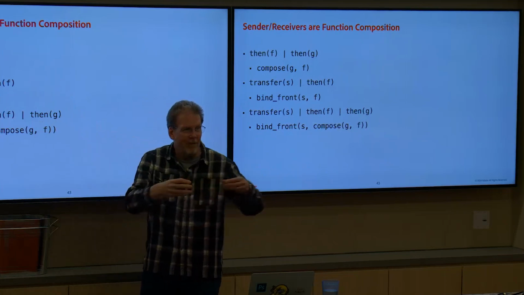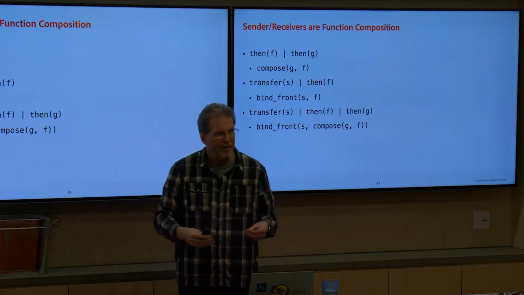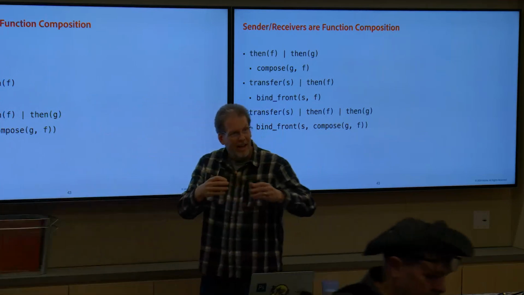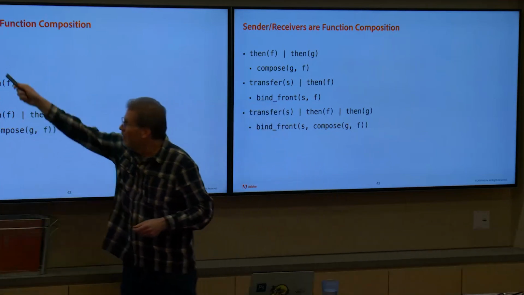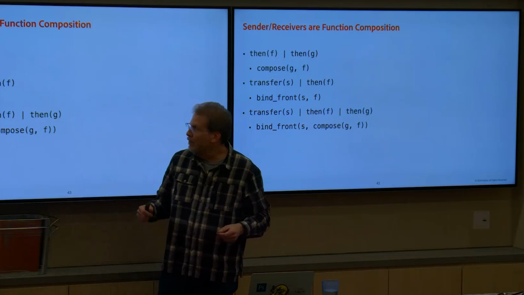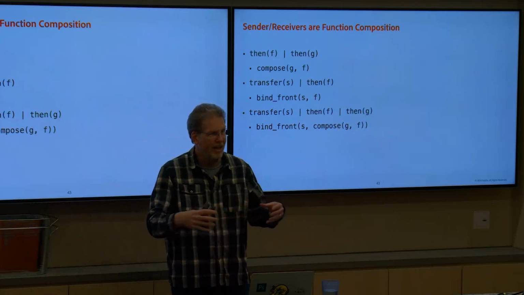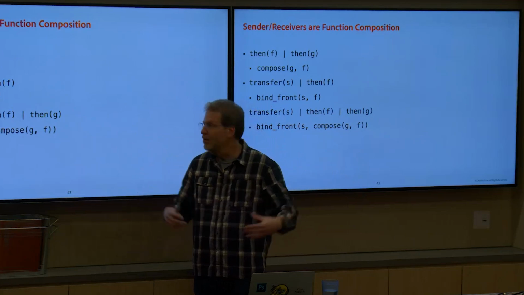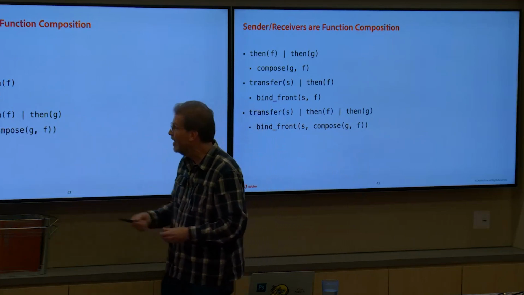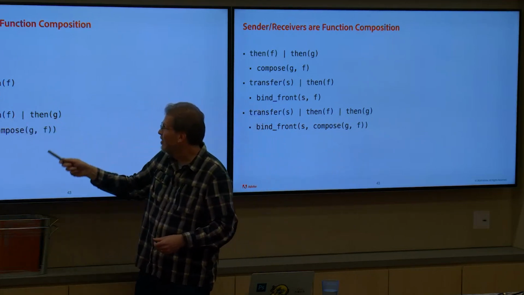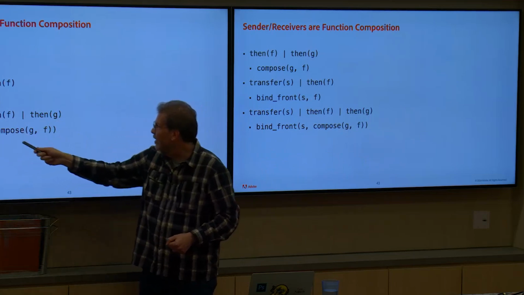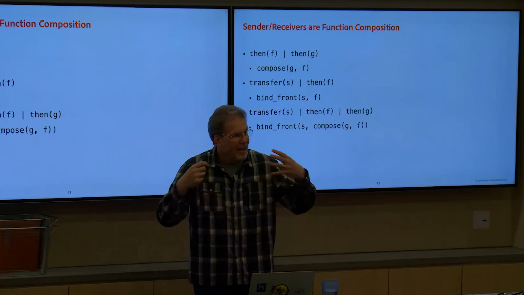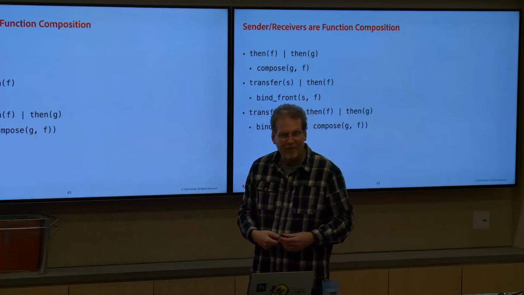So I'm building up a program that describes my asynchronous behavior, and then at some point later, I'm going to call start on that and invoke it, and it will run. And I can do all of this composition in bind front flat without a heap allocation. This is just creating a bigger and bigger and bigger type, okay, that holds all the information. And if I say transfer S to then F to then G, this becomes bind front S to compose G of F. Okay. So that's the basics of how senders receivers work.